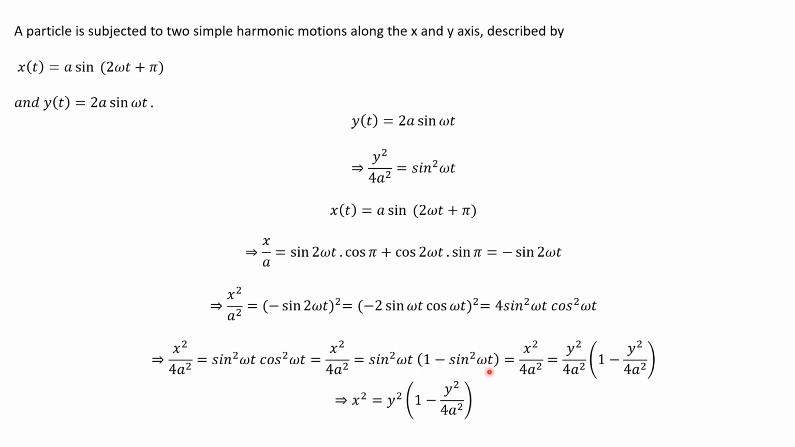And this sine square omega t is equal to y square by 4a square, as given in the question. So by putting this value in this equation, we can find that the final result will come out to be x square is equal to y square (1 minus y square by 4a square).